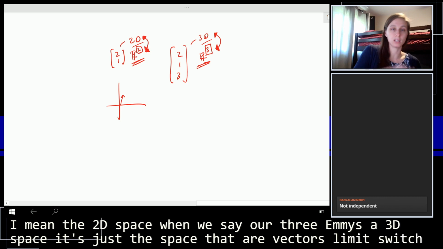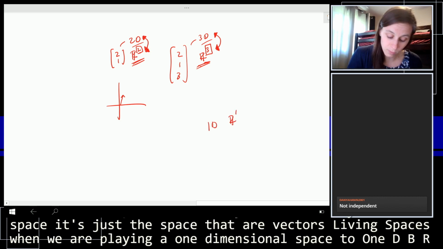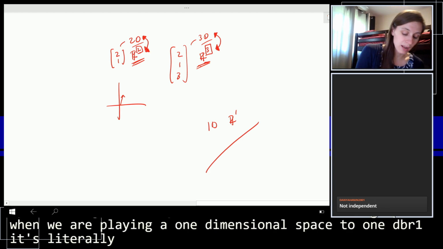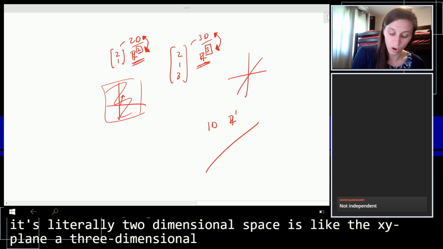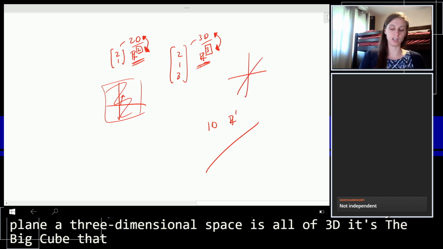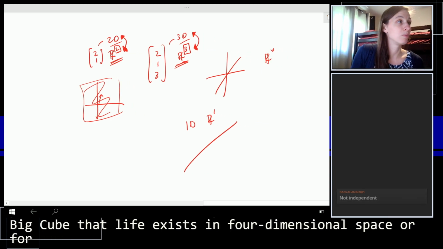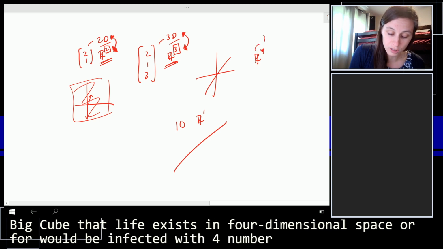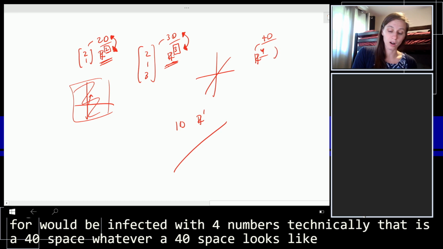So a 2-dimensional space, it's literally a plane. A 1-dimensional space, so 1D, would be R1. It's literally a line. 2-dimensional space is like the XY plane. A 3-dimensional space is all of 3D. It's the big cube that life exists in. 4-dimensional space, so R4, would be a vector with 4 numbers. Technically, that is a 4D space, whatever a 4D space looks like. But these are the same.